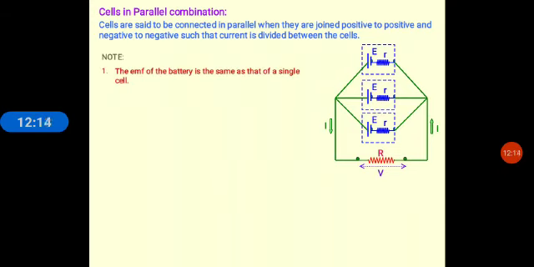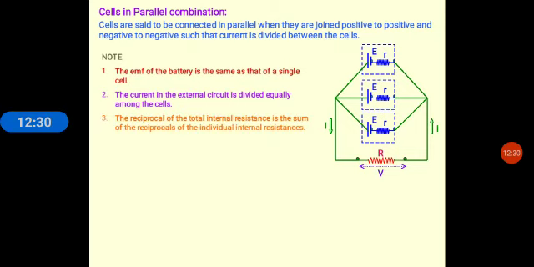In case of parallel combination of cells, the EMF of the battery is the same as that of a single cell. The current in the external circuit is divided equally among the cells when all the cells are identical. The reciprocal of the total internal resistance is the sum of the reciprocals of the individual internal resistances.